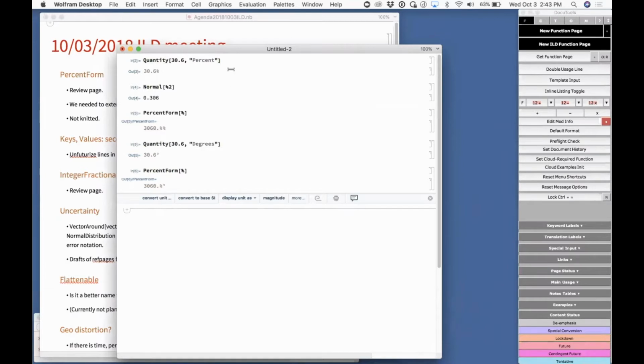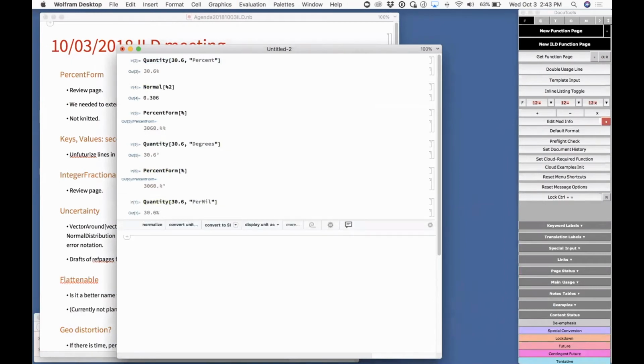Now, what happens if we do things like per mil? Don't we have that in here? I guess so. Okay, so now the percent form of that per mil thing, what should that be? Incidentally, one extension of percent form that we might consider at some point is to allow things like per mil and so on. I'm thinking that perhaps the right thing to do here is not to let percent form go inside quantities. I don't think that would be bad.